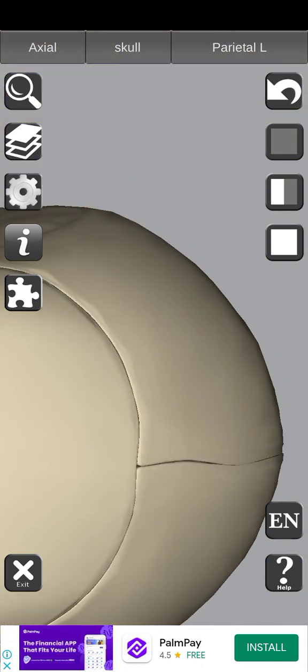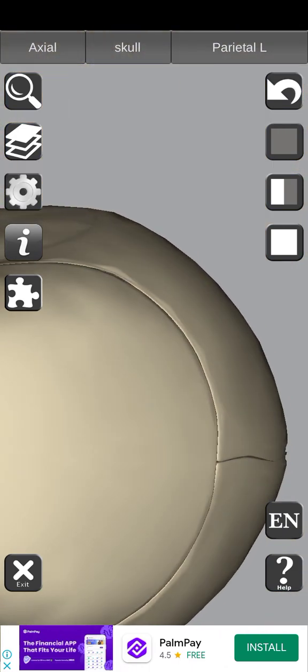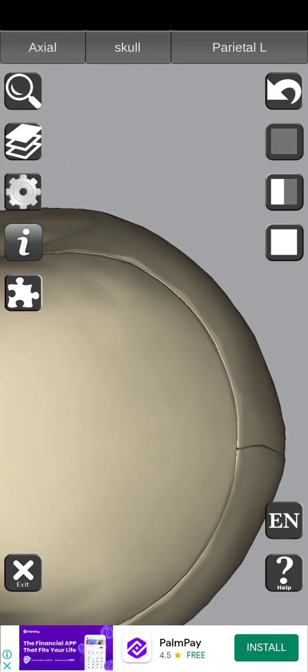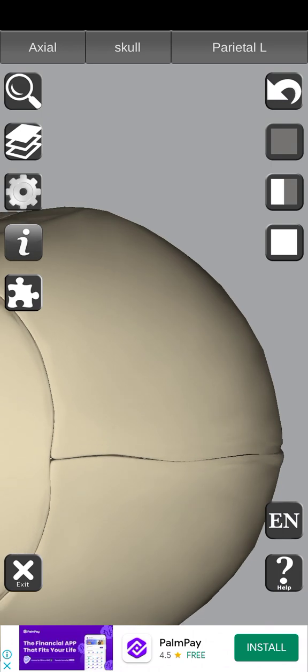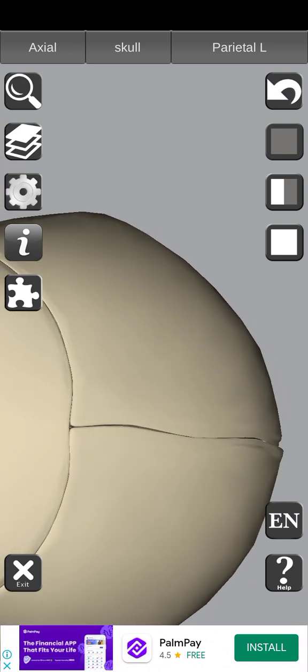The fontanelles are some membranous tissues that are yet to be ossified, so they help to compress the head of the fetus during parturition, in order to help the child come out from the birth canal.